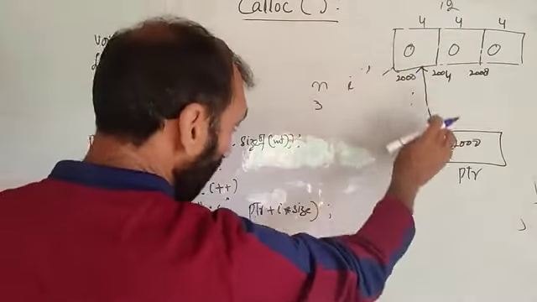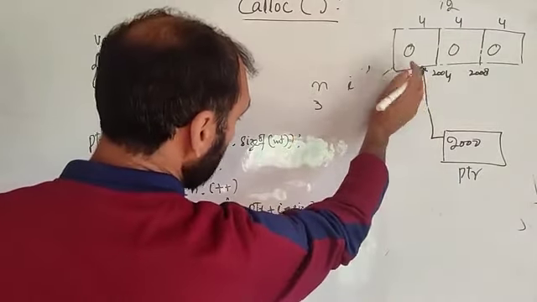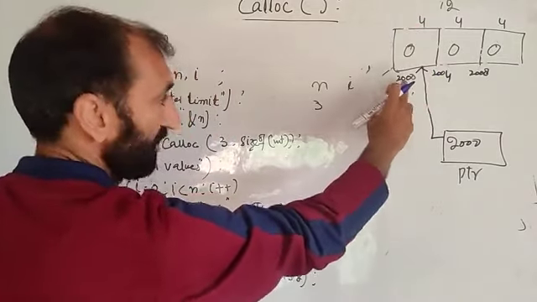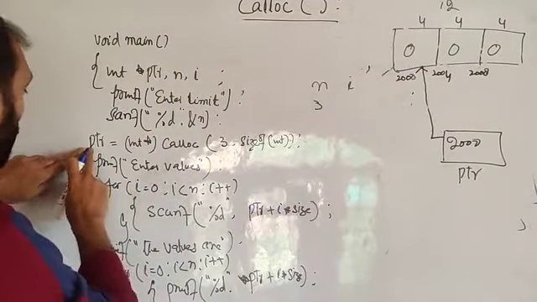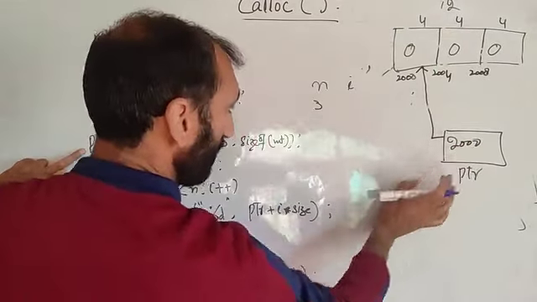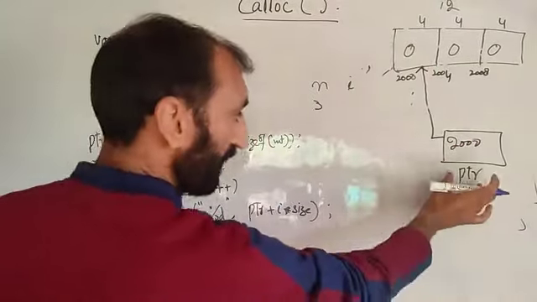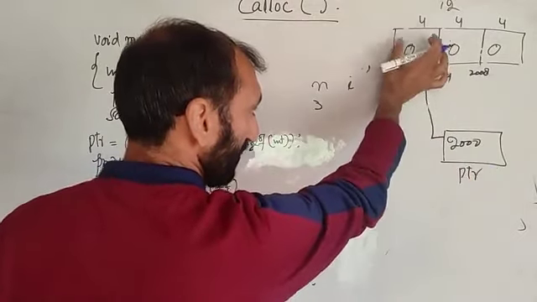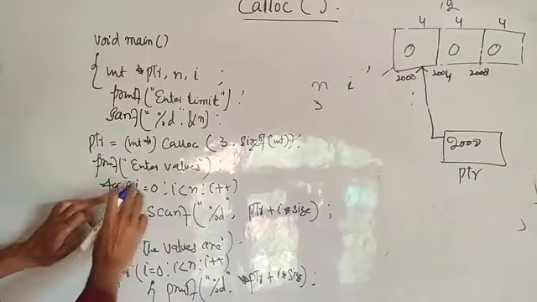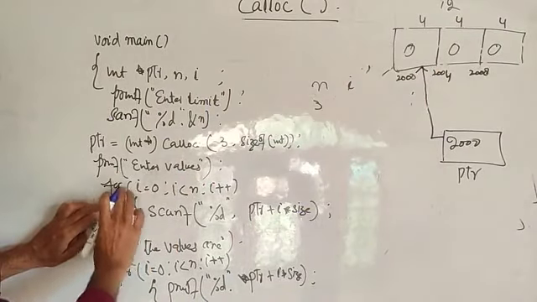And it will return a base address, or we can say the address of the first byte, which in this case is 2000, and that is going to be stored in ptr. Now this ptr contains 2000, and by using this pointer, we can access these blocks one by one. Okay, here, printf enter the value for i.